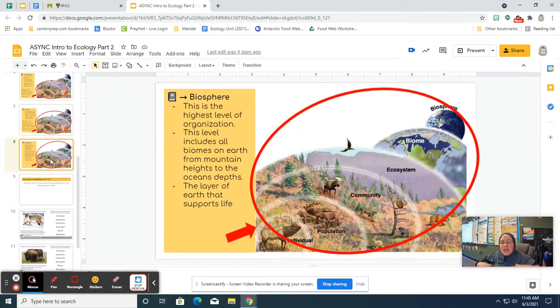The very last thing is if we take all those biomes, if we look at the area of the earth, the lowest area in which organisms can survive to the highest level at which organisms can survive, we call that the biosphere. And that is the layer of the earth, the part of the earth in which organisms can exist.